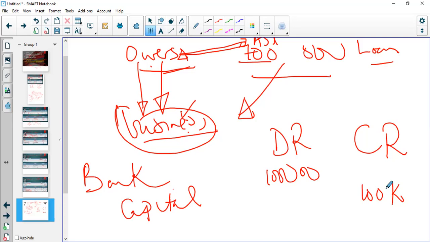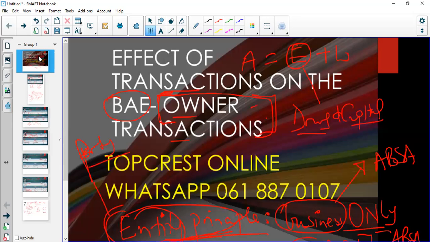So that is the essentials of owner transactions, and I hope you guys have enjoyed that. Okay, so whenever you come across this in your assessment, you must be happy and you must be able to collect the marks, right? Because that's what we want you to do.